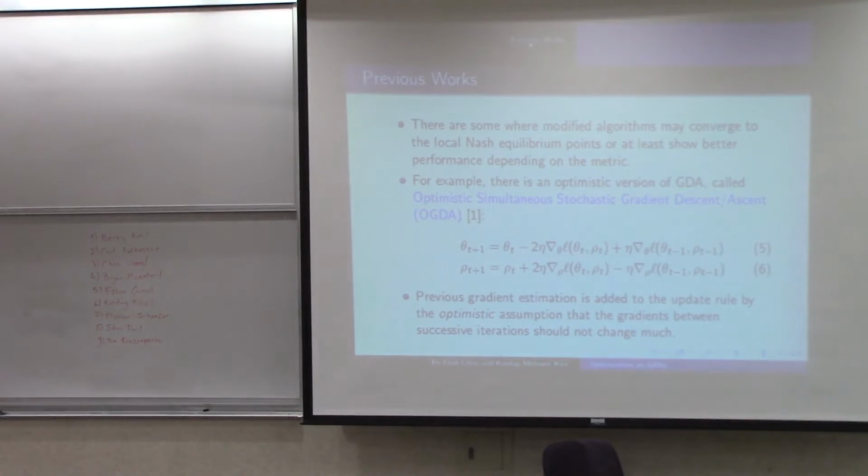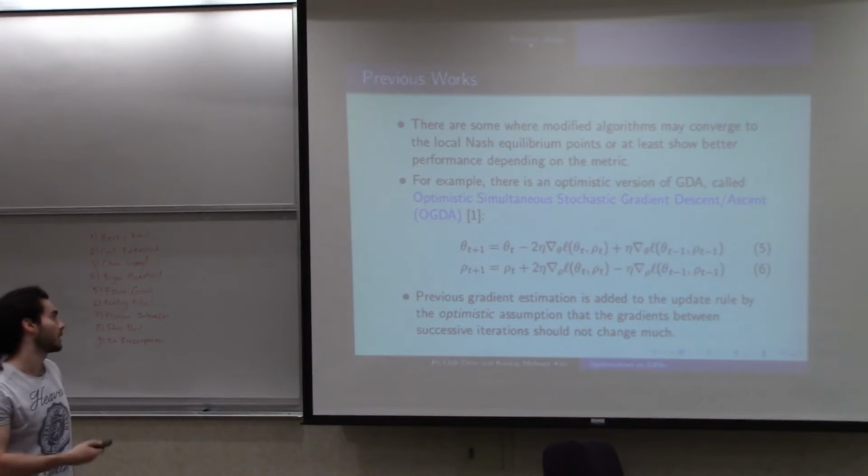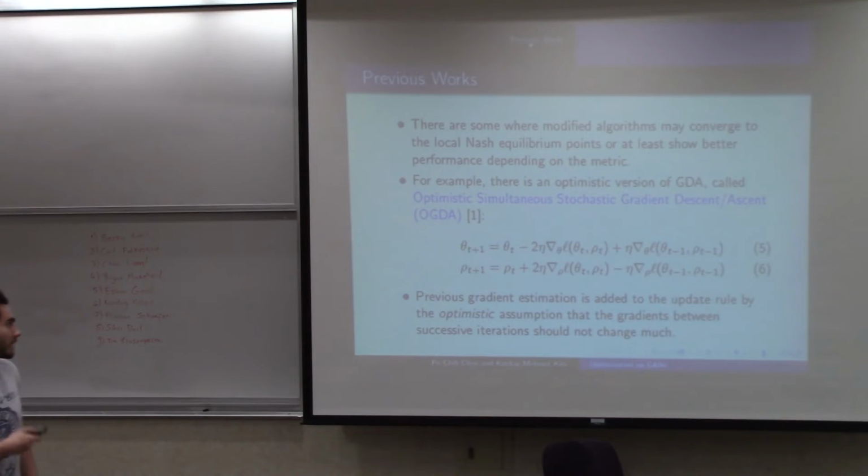One proposed algorithm is the optimistic simultaneous stochastic gradient descent ascent algorithm. This is the same algorithm we see in this class. Basically, the optimistic assumption is about the previous gradients, and if you assume that the gradients are the same, they should give the same update rule as in the classical gradient descent algorithm. However, this is an optimistic assumption in general, and therefore the dynamics of the system changes.